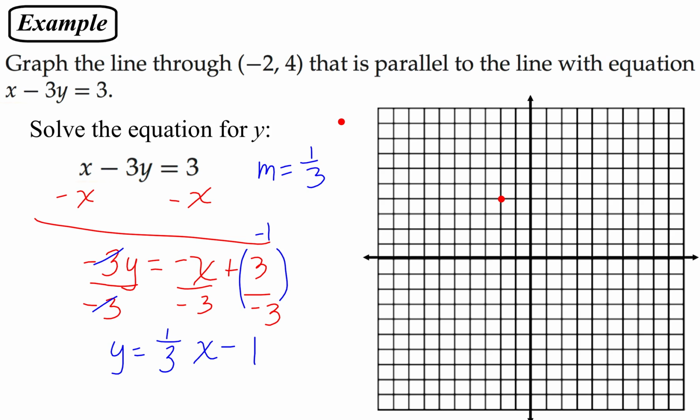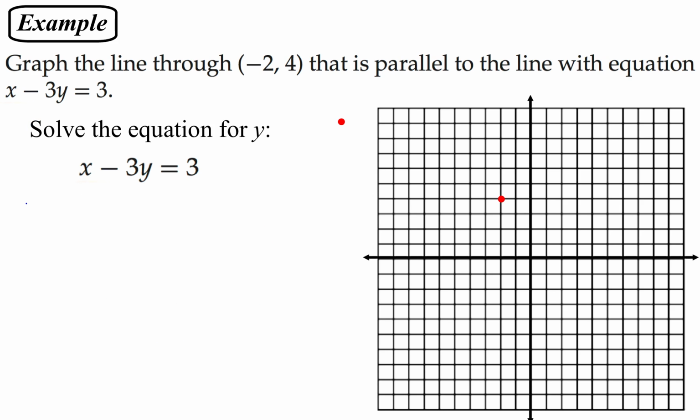So in order to write that equation, let's go ahead and do that. We know that the slope is 1/3 now. If I want to write the equation, graph the line through negative 2, 4 that's parallel to the line with that equation, I don't have to write the equation, I just needed the slope. So let's go ahead and figure out the slope then. If it's a 1/3, we can start with the point that we had right here. If the slope is 1/3, that says I can go up 1 and right 3.